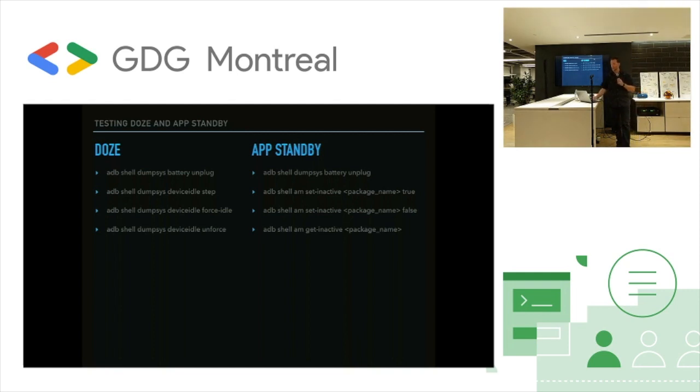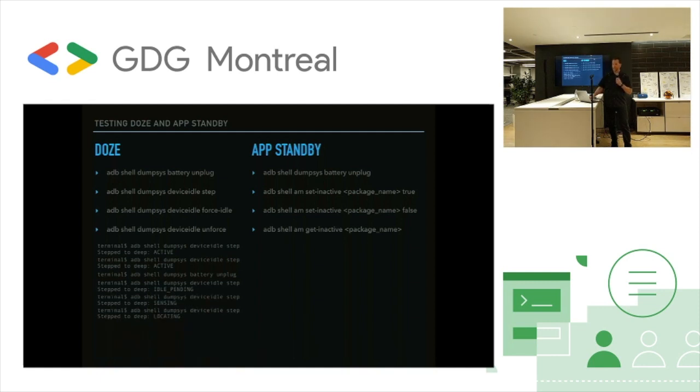And I'm going to show just some actual results of testing this on the device. So at one point, I plugged in my phone and I hit device idle step, and it tells me it's active. I did it again, and it still says active. So at this point, I realized, okay, I've made a mistake. Either the phone is on, or I forgot to run this battery unplug command. So indeed, it was the battery unplug. I press that, and then the next time I say device idle step, it goes into idle pending, and then sensing and locating. I don't know what those are. But finally, we get into idle mode.